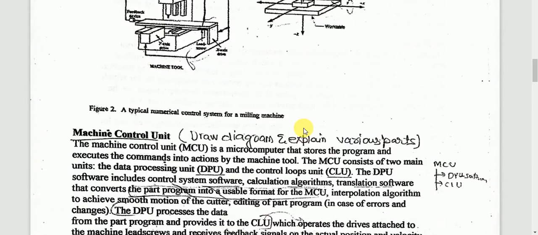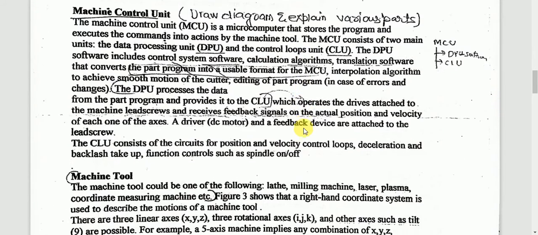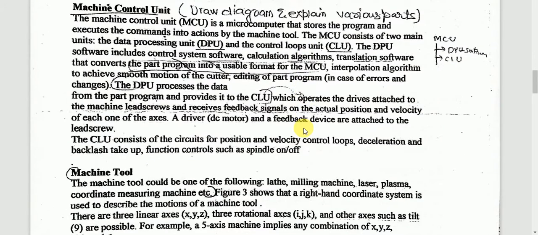The second component is MCU, that is machine control unit. It is made up of electronics components and it reads and interprets the program of instructions from the punched tape, and then it converts these instructions into mechanical actions of machine tool. Therefore, MCU is an important link between the program and the machine tool.